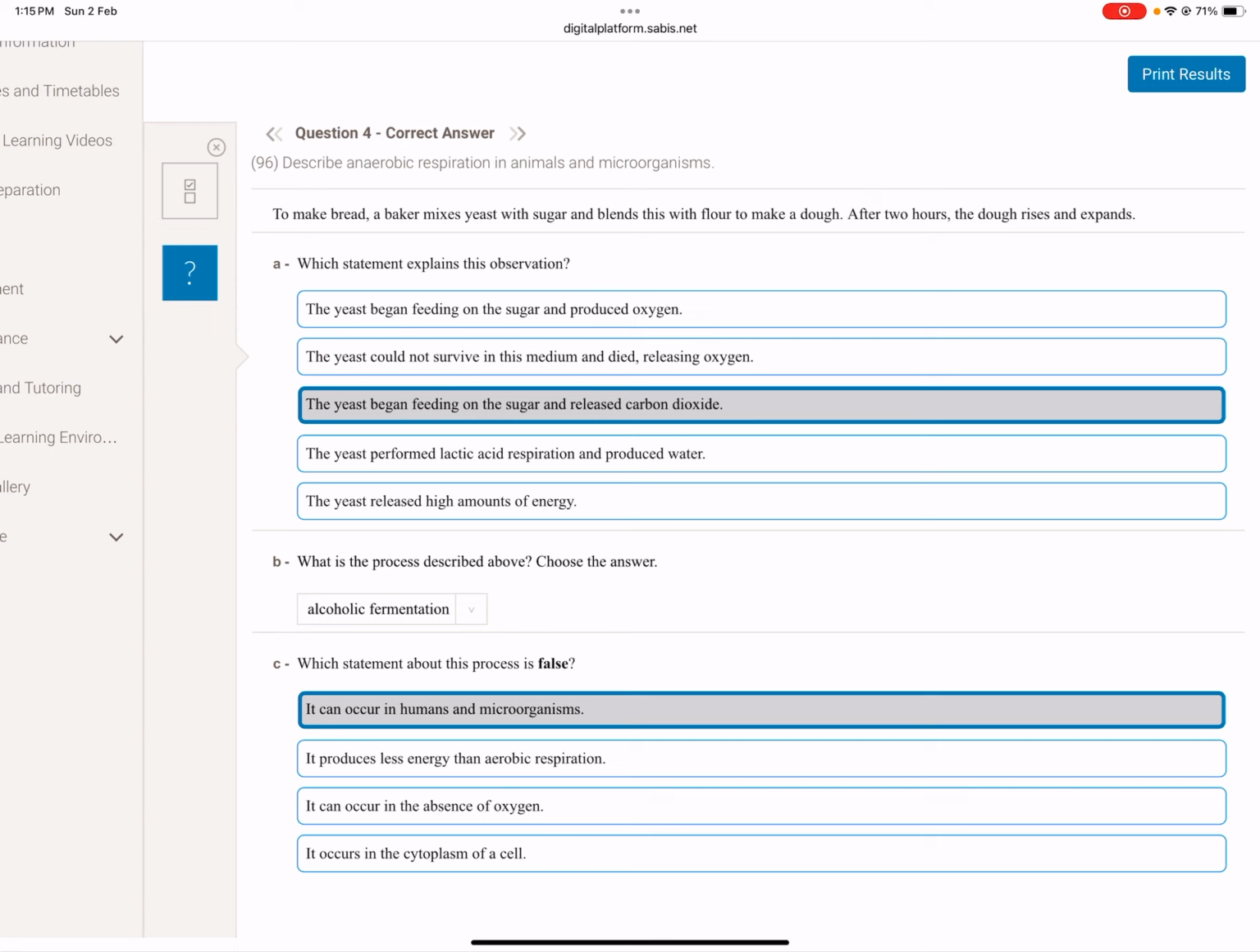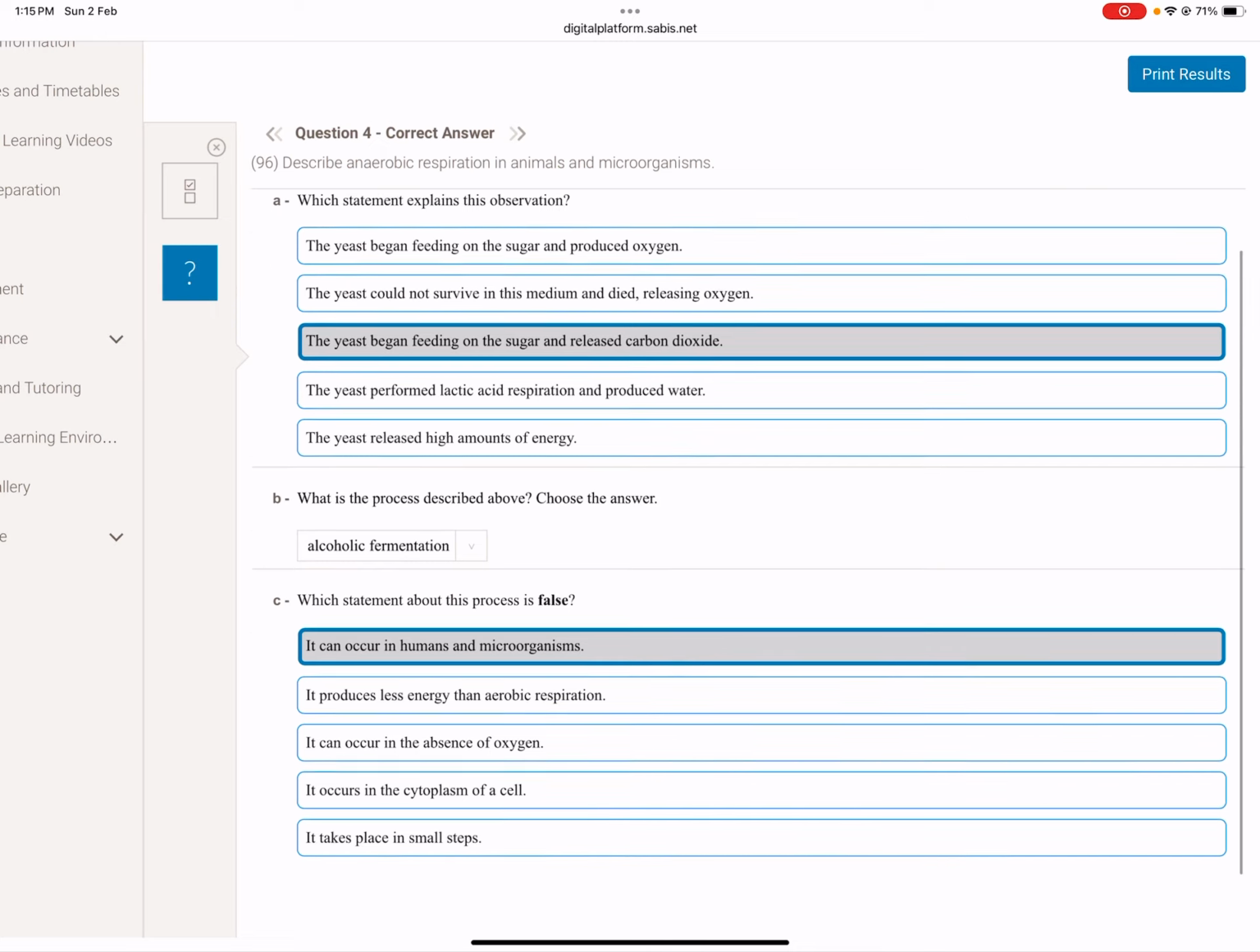To make a bread, a baker mixes yeast with sugar and blends this with flour to make a dough. After 2 hours, the dough rises and expands. So, since we have yeast and we have it rising, we're going to directly think of fermentation. So, that's why the dough rises, because CO2 is being released. Okay, and we call this alcoholic fermentation.